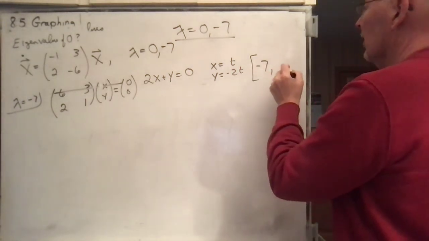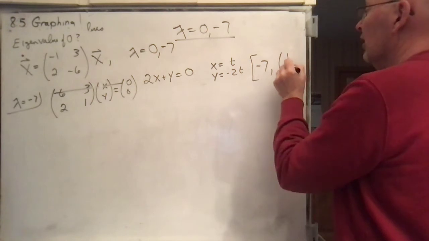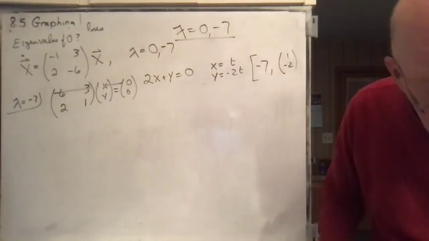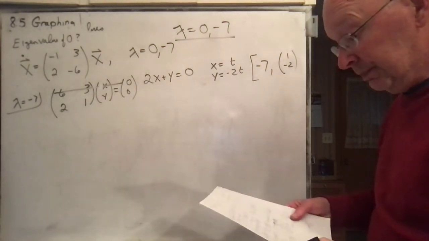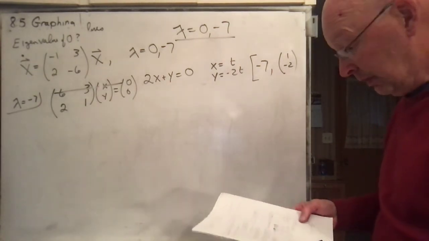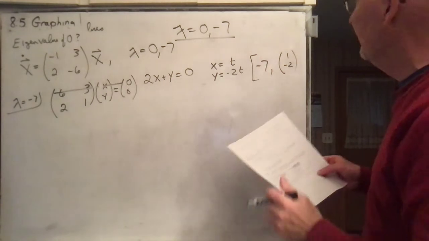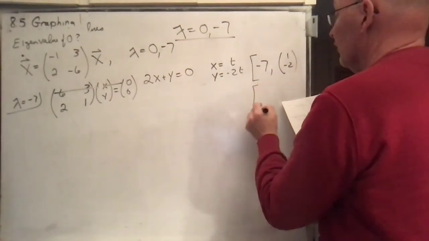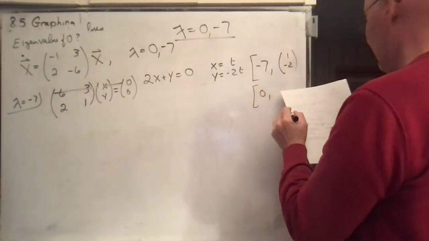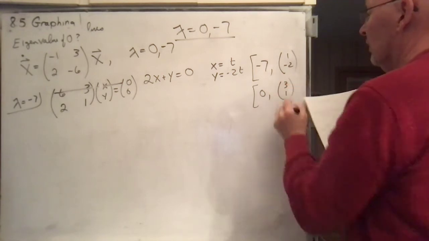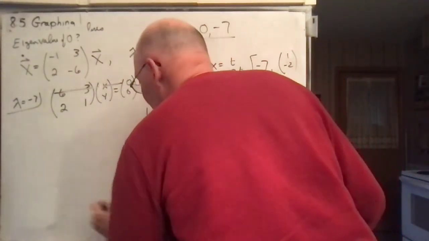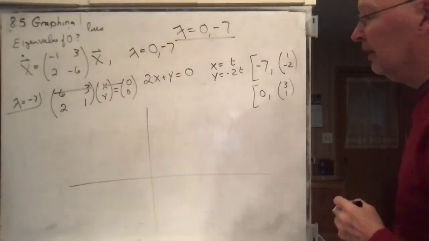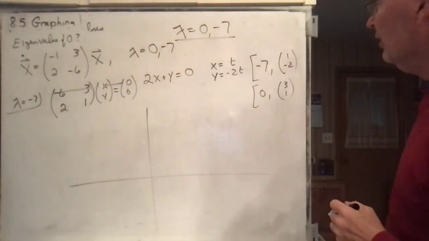It's going to be what? T times 1, negative 2. So there's my eigenvector for that one. The eigenvector for 0 is 3, 1. Okay? So what happens here? This is kind of interesting. As I say, this is going to come up in some applications here.